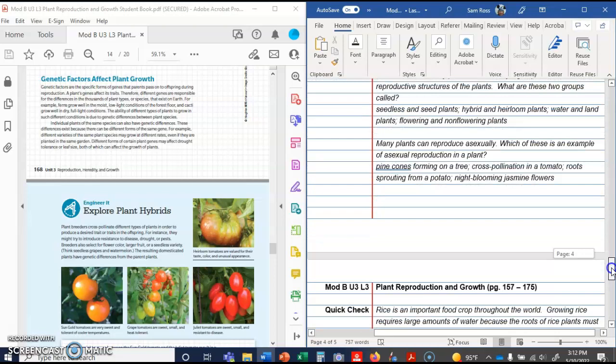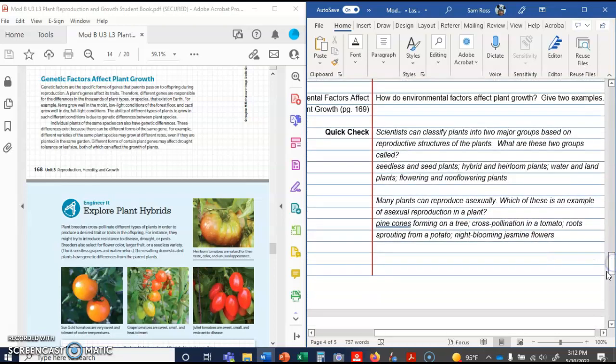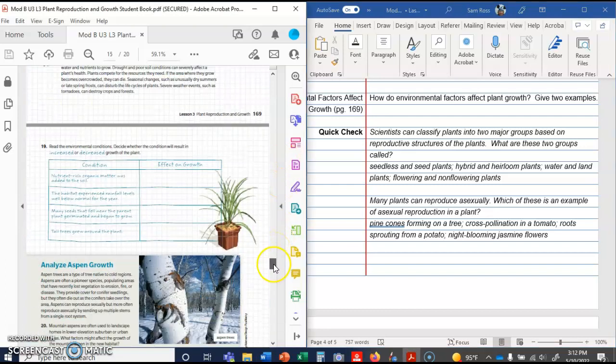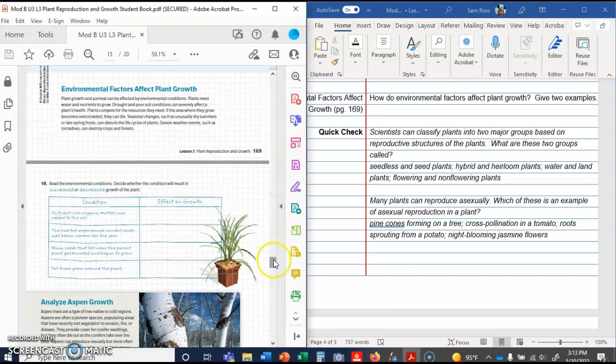Okay, keeping on. How do environmental factors affect plant growth? I thought I just said that, but give 2 examples. And this is on page 169, so this is 168. That's 169, environmental factors that affect plant growth. Plants need water and nutrients to grow. Drought or poor soil conditions can severely affect the plant's growth. So I would say, how do environmental factors affect? So they need water.